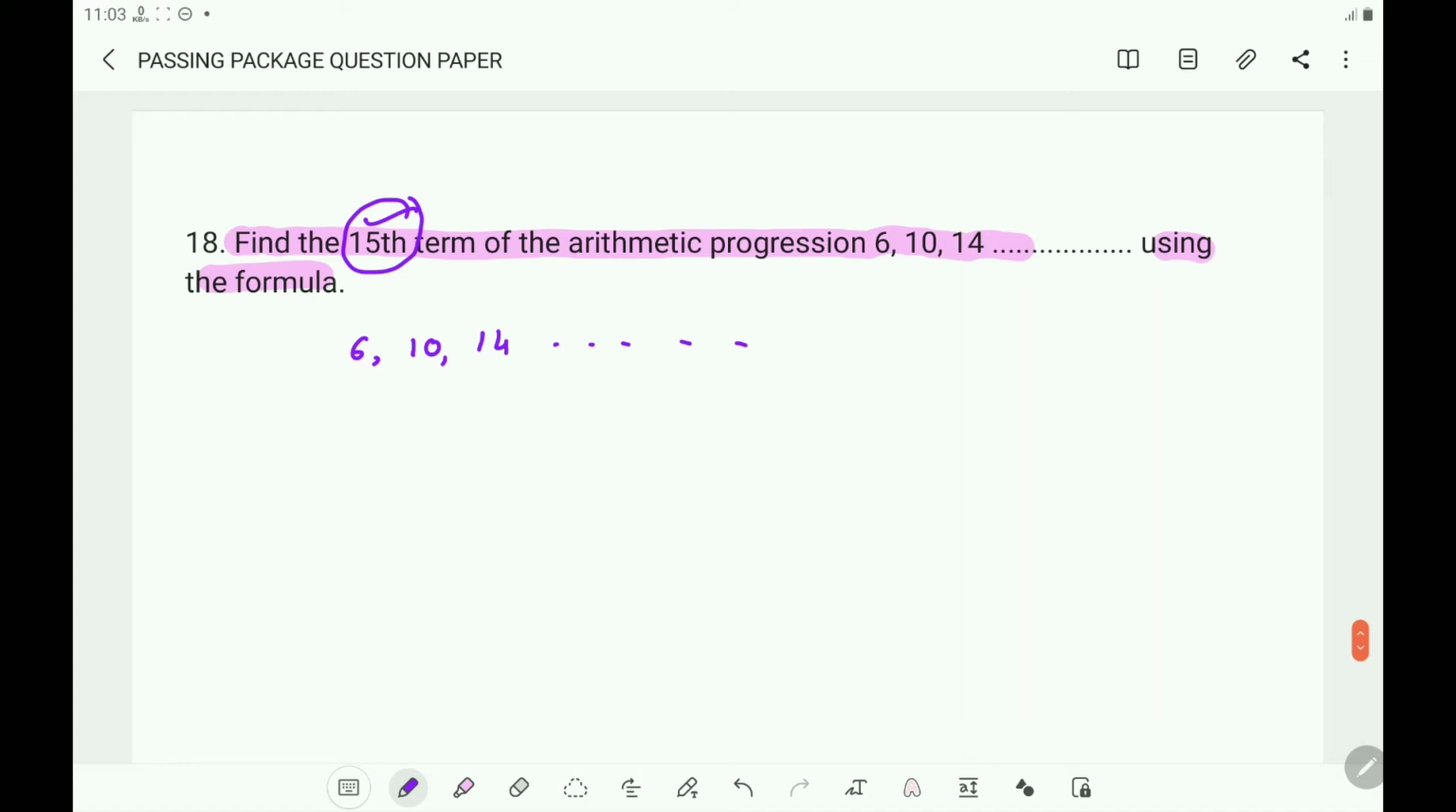Here a, d and n are needed to find the 15th term. n is given, that is 15, and what is a? a is the first term. So you write a equals 6. d means second term minus first term, that is a2 minus a1. Directly you can write 10 minus 6. d is 10 minus 6, that equals 4. And n equals 15 because we have to find the 15th term. So a15 equals question mark.